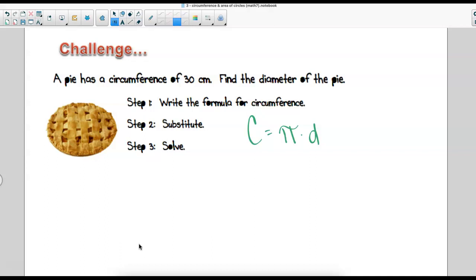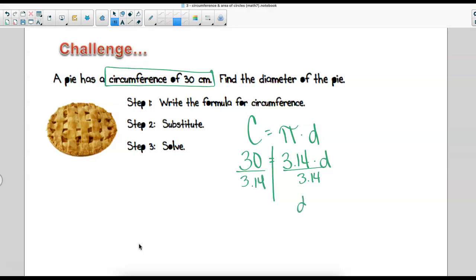So I have C equals pi times diameter. Do I know the C? Yes. It tells me that the circumference is 30. So I'm going to put 30 in for C. Pi is 3.14 times D. I'm trying to find the diameter of the pie. So how am I going to solve this, Eddie? We're solving this equation. We're going to divide each side by 3.14. So 30 divided by 3.14. I get, we're going to round to the nearest tenth.